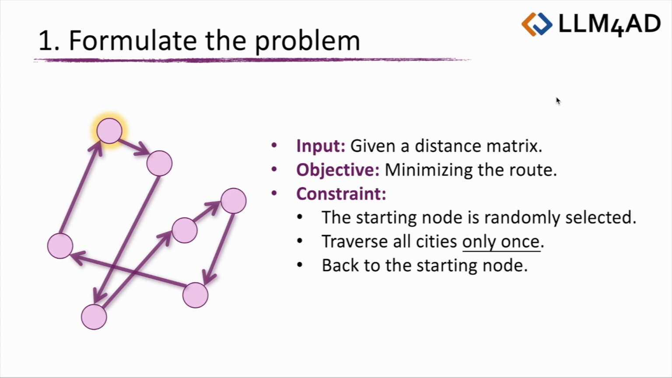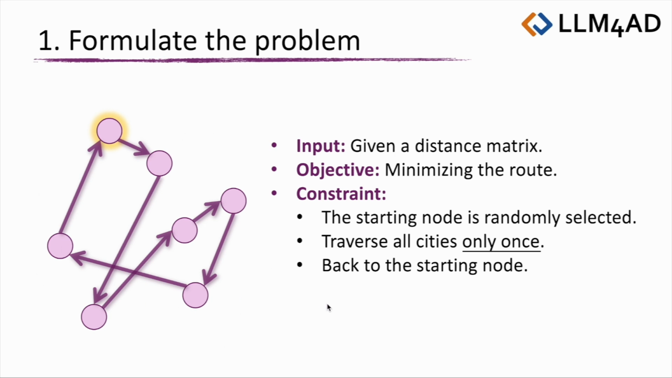First, let us formulate the TSP problem. Let's start by looking at the diagram on the left. Each circle here represents a city, which we call a node, and the line segment here represents a possible route connecting two cities. The challenge is to help a salesman plan the shortest route that can traverse all the nodes on the map.